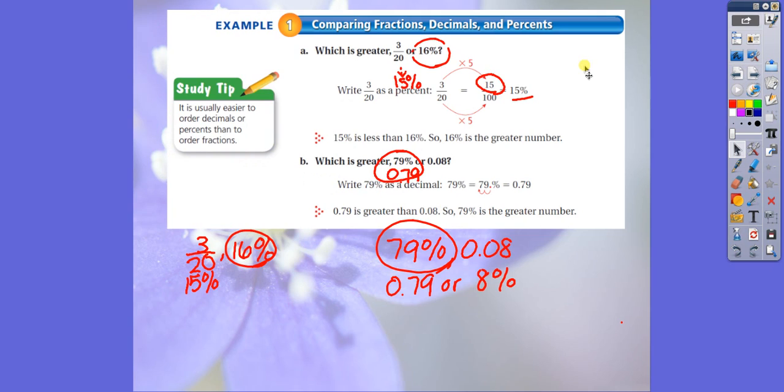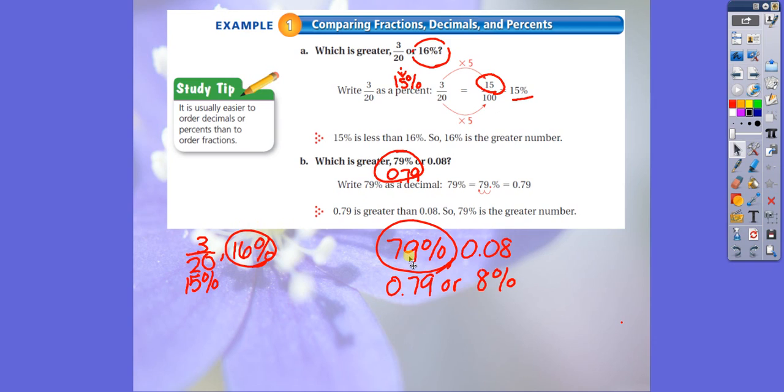So a problem type for you tonight with your practice is to compare two numbers and tell which is greater. So your work that you need to show is how you converted them either both to percentages or both to decimals, depending on your preference. To convert a fraction to a percent or a decimal, you need to bring that denominator up to 100. So in this case, you'd multiply by 5 because a percent is a comparison to 100. And then you circle the number that's greater, in this case 16%, and this one 79%.